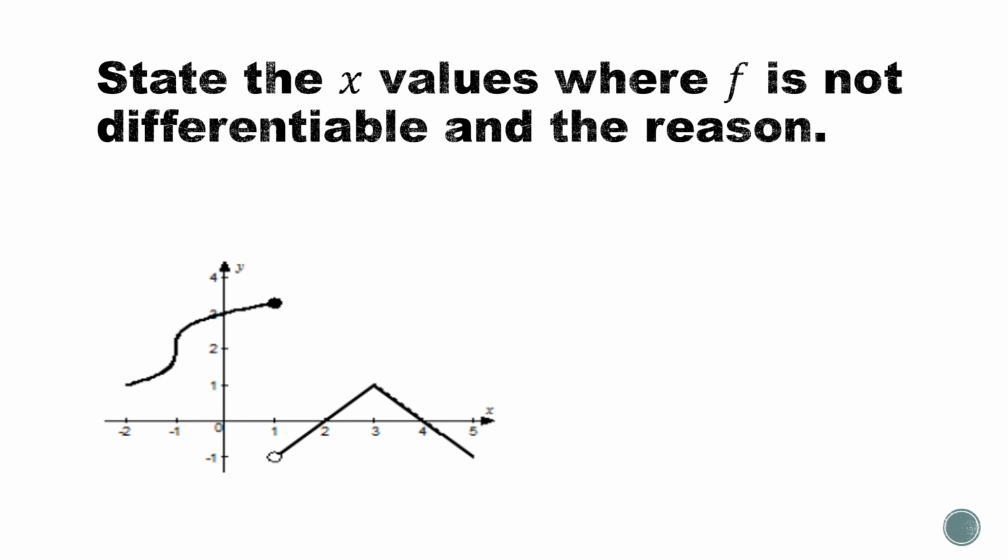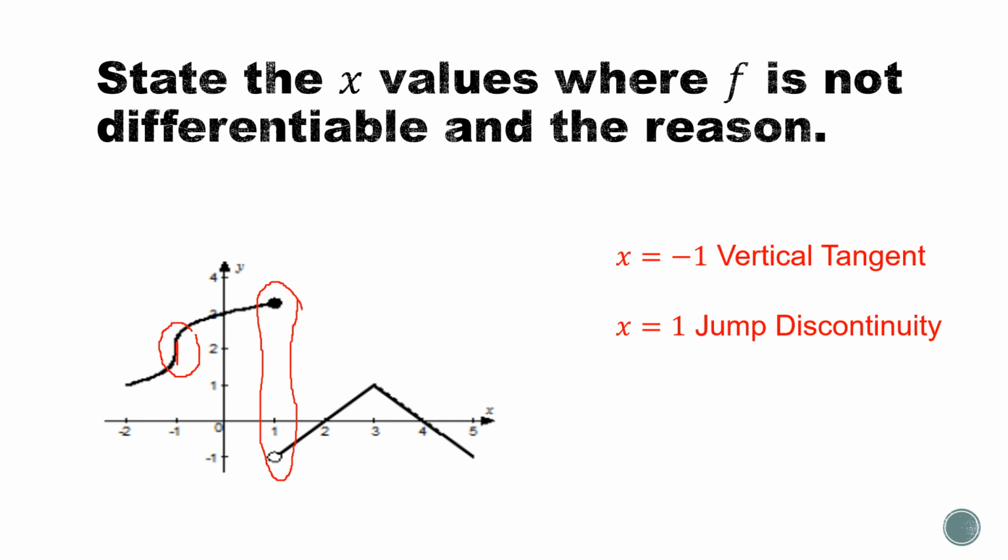All right, so this example says find the x values where f is not differentiable and state the reasons. So I'm just going to look at my graph and I'll move left to right. The first place that I see is right here at -1. It seems to go straight here. And so that looks like a vertical tangent to me. So at x equals -1, I said vertical tangent. Then I want to look over here at x equals 1. I notice I have a break in my graph. So that looks like a jump. So at x equals 1, I have a jump discontinuity.